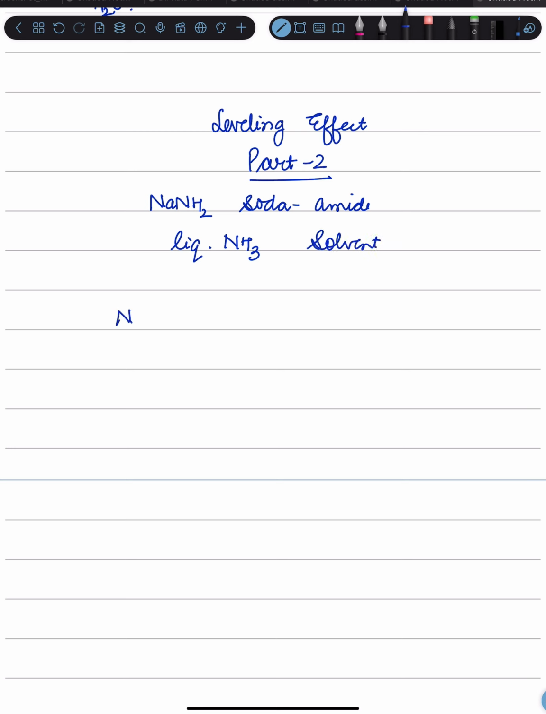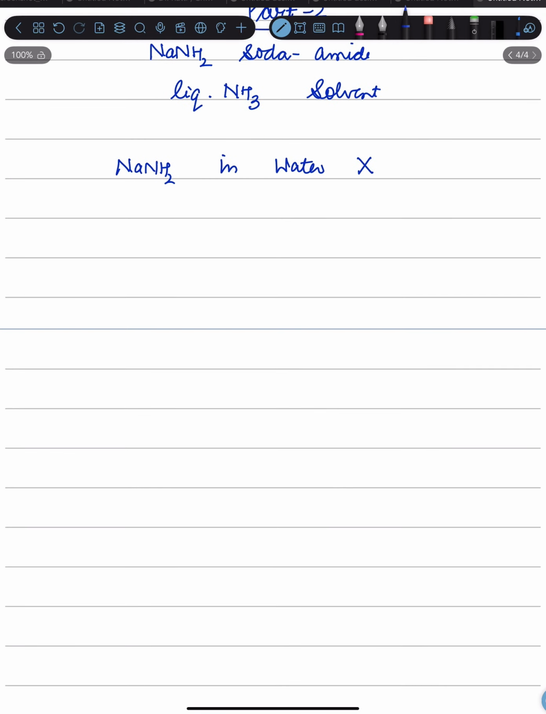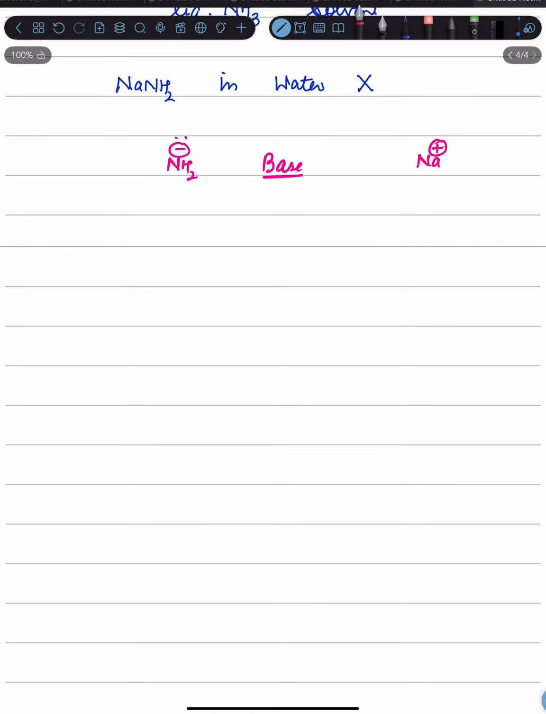We never use sodamide as a base in water. So why is it so? Sodamide is used as a base where amide ions act as base. Sodium ions are just spectators, they don't participate in the reaction. So this is acting as a base.